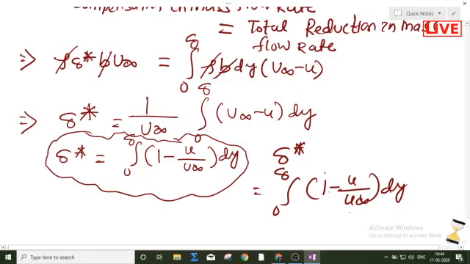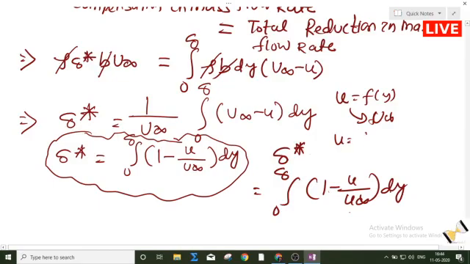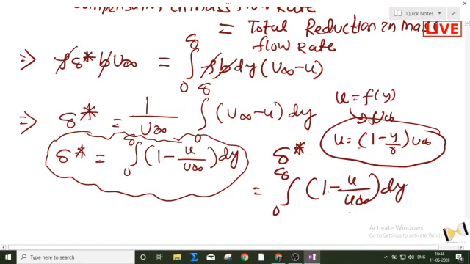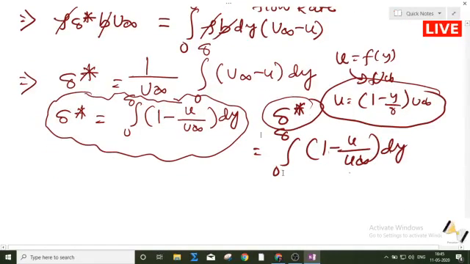Here the velocity at a particular distance y will be given in the form of u infinity, for example u equal to (1 minus y by delta) into u infinity. It will be given by this equation, and you will be asked to find the displacement thickness. In the next class I am going to derive the formulas for the momentum thickness and the energy thickness.